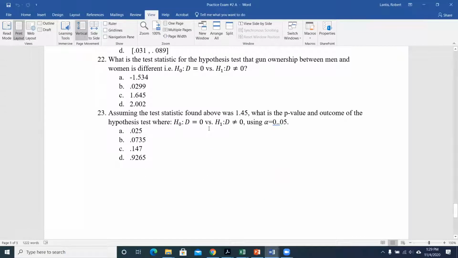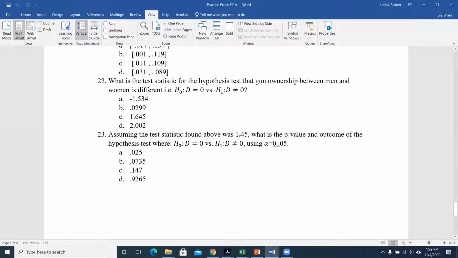Question 23 says assume that the test statistic you found was 1.45. So here's another thing I want to point out, and I think I mentioned this on the first exam. If I give you an assumed true value, don't read into it at all. Don't say, oh, this was 1.45, I got a test statistic of 2.002 on the last problem, but maybe it's actually 1.645 because that's closer to the assumed true value he gave.